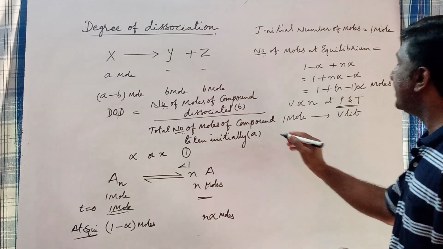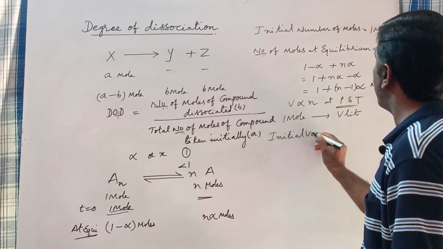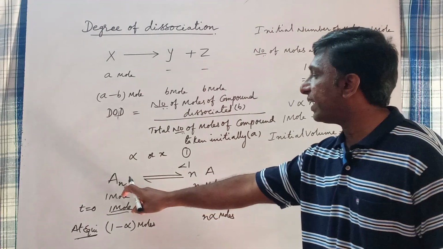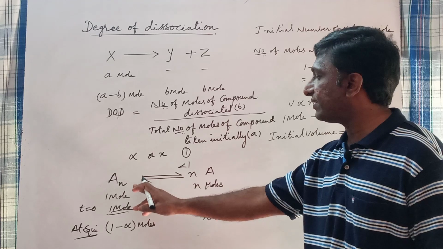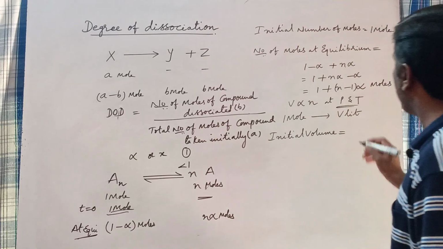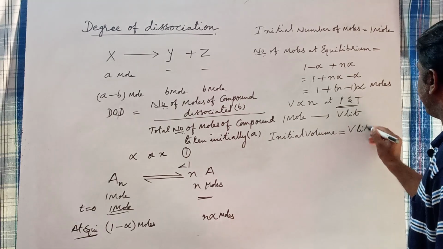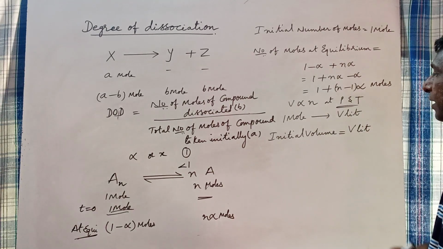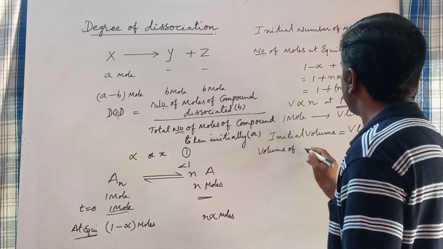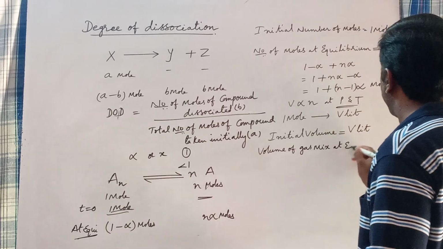Now, what is the initial volume? Initially we have taken AN, and this is a gaseous reaction. The reactants and products are in the gaseous state. So AN, which is 1 mole, occupies a volume of V liters. And the volume of the gaseous mixture at equilibrium.